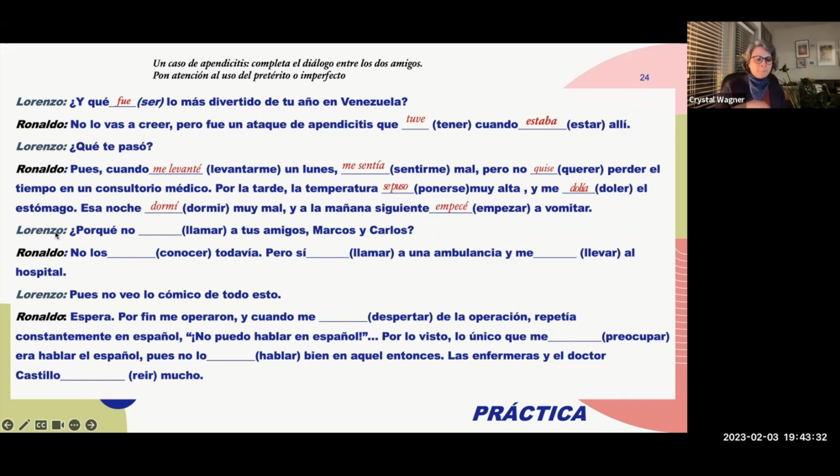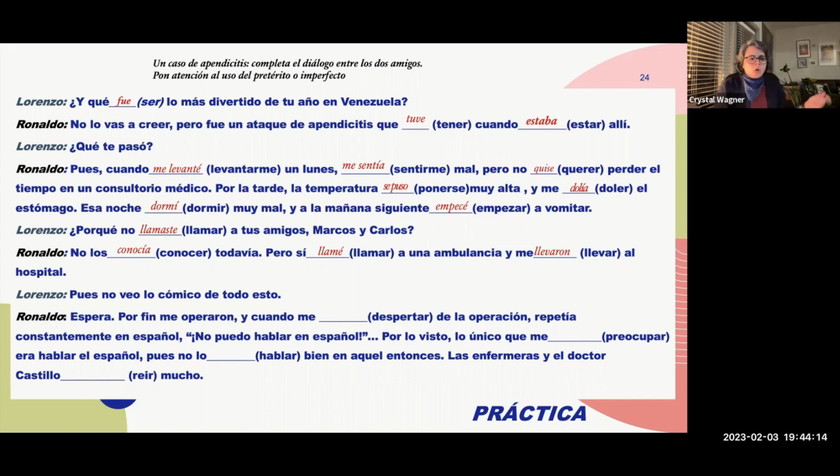Lorenzo asks, pregunta, ¿por qué no llamaste a tus amigos? Preterite because it's one action. Ronaldo dice, no los conocía, imperfecto, because todavía, right? I hadn't met them yet. Once more, ambiguity, not a specific event, just something that we don't know when he met them, right? Pero sí llamé a una ambulancia. So this one, of course, is going to be in the preterite as well because I called an ambulance. Me llevaron al hospital. They took me. Sequence of events. And also, of course, it's just a thing that happens.